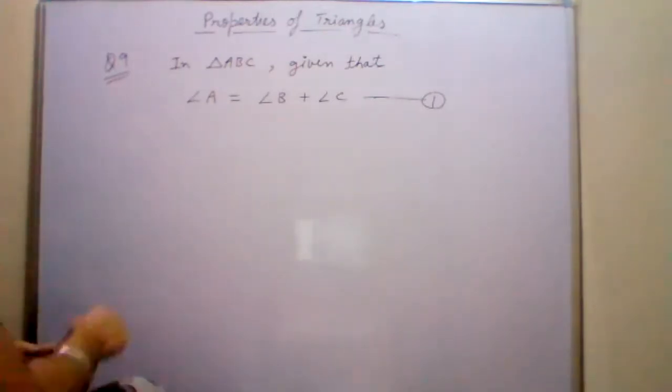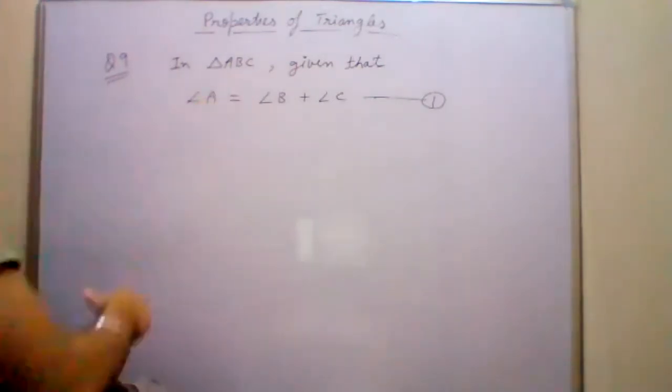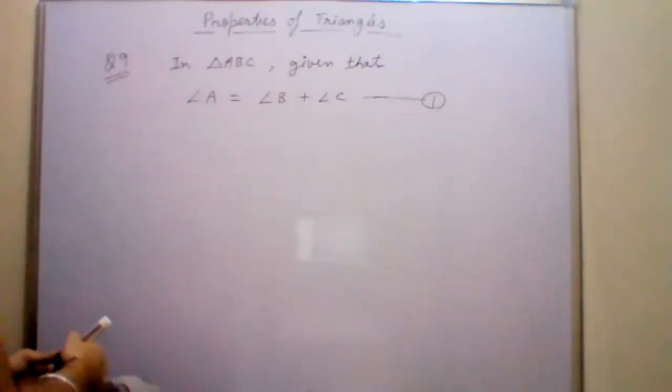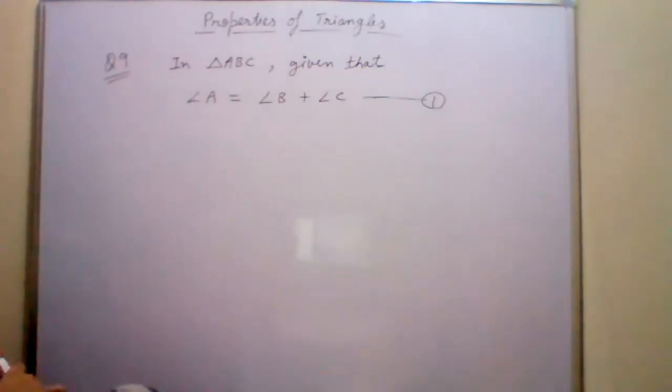Now you have to prove that this triangle ABC is a right angle triangle. How can we prove that a triangle is a right angle triangle? If we show that the triangle has one angle equal to 90, then we can say that the triangle is a right triangle. Okay, so let's see how we can do it.